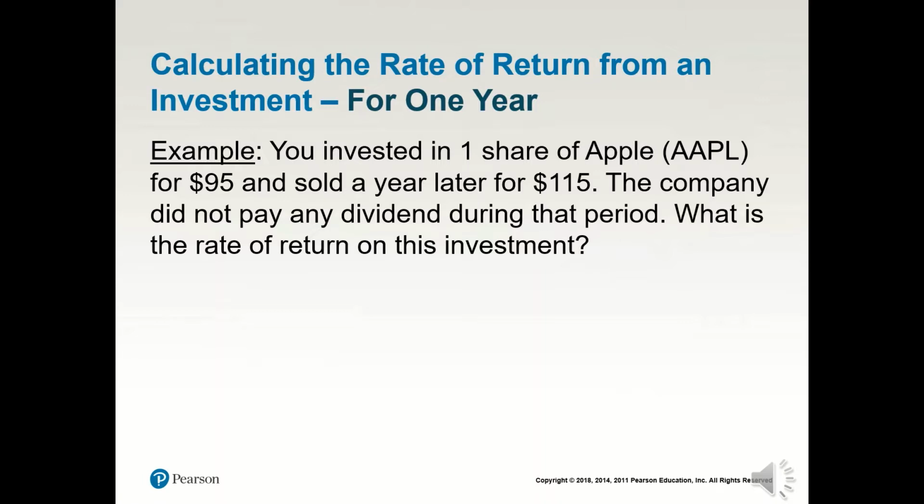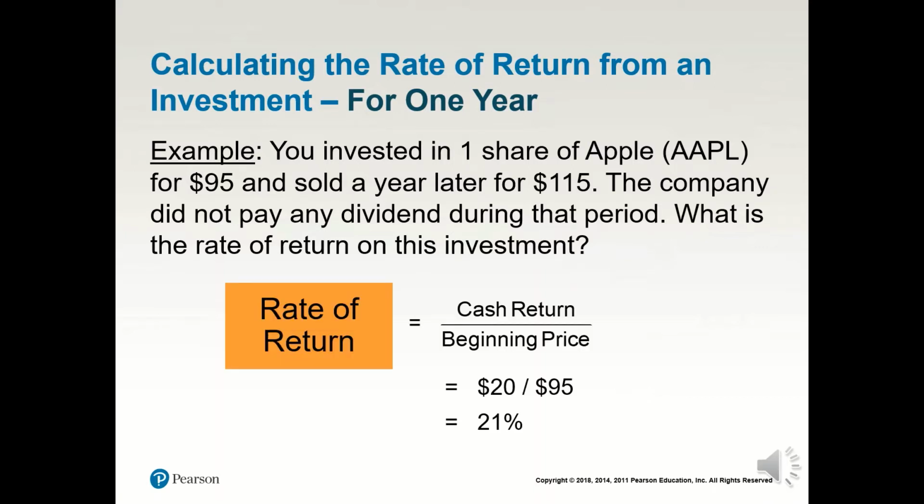Let's review briefly the cash or realized return on one share of stock that we purchased from Apple for $95 and then sold later for $115. The cash or realized value is $20. That's the difference between our original investment and the amount of money that we made. To determine the rate of return, we take that amount divided by our beginning price, our original investment of $95. That gave us a rate of return of 21%.